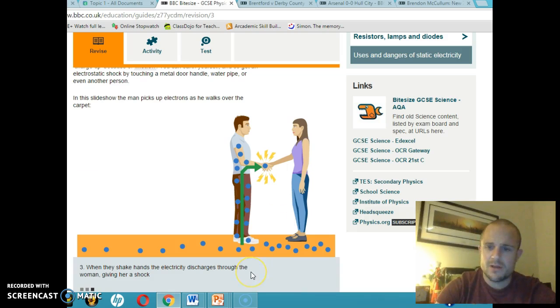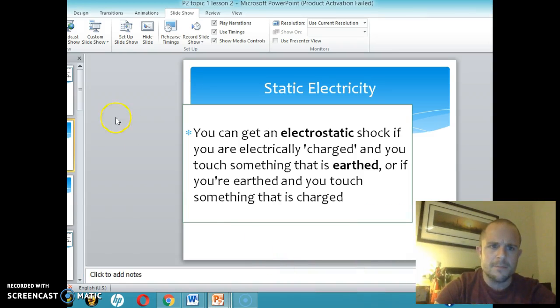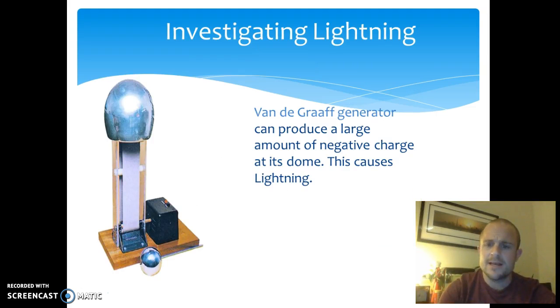So obviously on a day-to-day basis this isn't really too much of an issue, but it can be an issue and there are dangers associated with it. For instance, another danger of electrostatics is lightning. Now I showed you last lesson the Van de Graaff generator, which uses friction to transfer electrons to the metal dome here. Again, if you touch the metal dome, you get a small shock because those electrons have transferred from the metal dome to yourself and into the earth, and we call this process earthing.